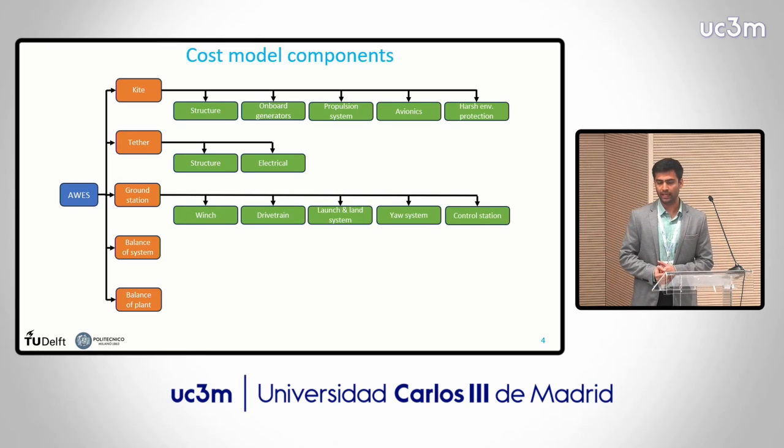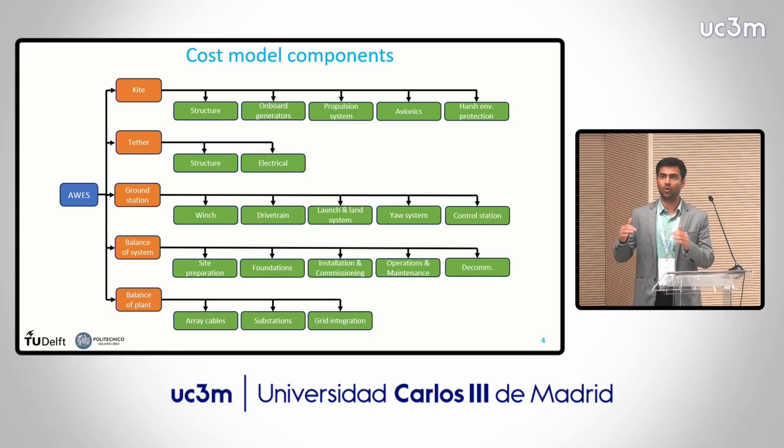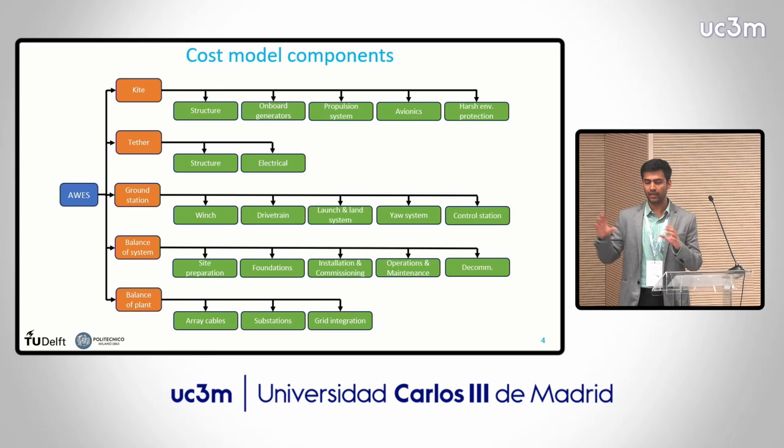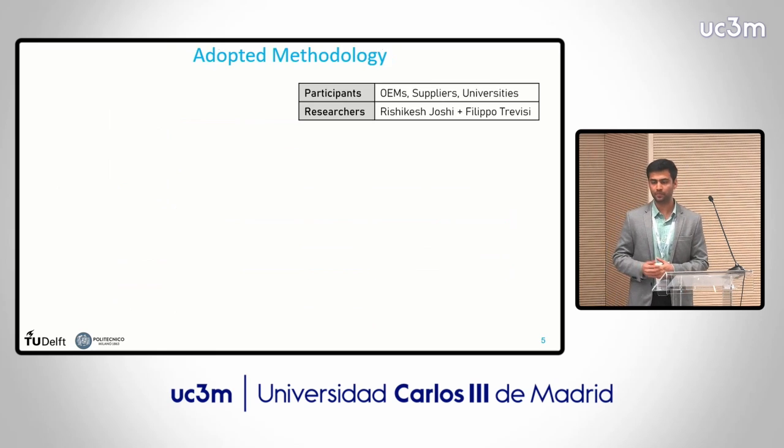You see that the kite, tether, and ground station fall under the single system category, and the remaining components are in balance of system, which is the site preparation cost, foundation costs, operation costs, installation, and decommissioning. When we start talking about clusters of systems, we come into the balance of plant cost, that is the array cable, substation, and grid integration. But we have not modeled the balance of plant yet. It's just a placeholder in the model.